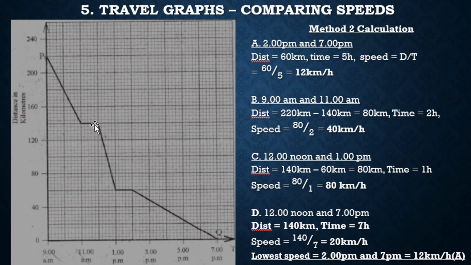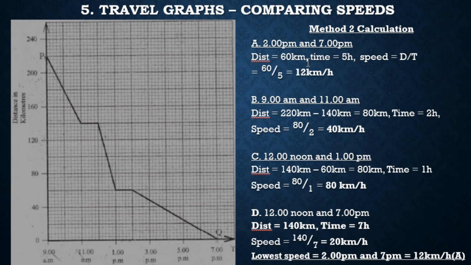So I start with 12 noon. It's showing 140 kilometers and the slope ends at 0. So the total distance is 140 kilometers. Then the total time from 12 noon to 7 p.m., we start counting from 12 noon, from where the slope has started. 12 noon here, 12 to 1, 1 to 2, 2 to 3, 3 to 4, 4 to 5, 5 to 6, 6 to 7. We count all those hours. 1, 2, 3, 4, 5, 6, 7. Those are 7 hours. Then we divide the distance, 140 kilometers divided by 7 hours. We get 20 kilometers per hour.